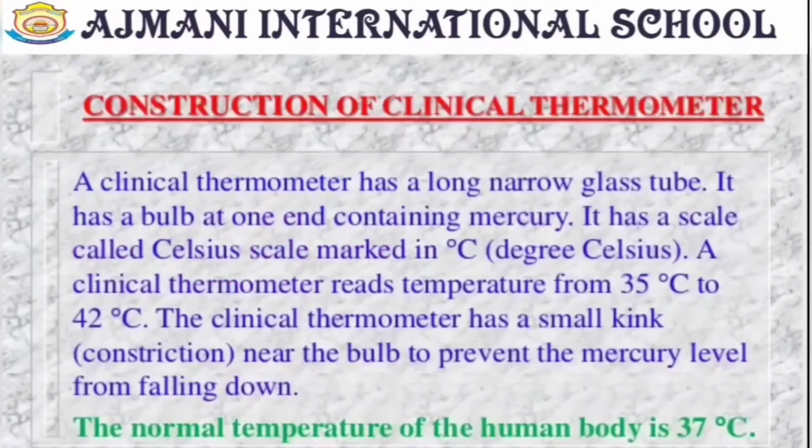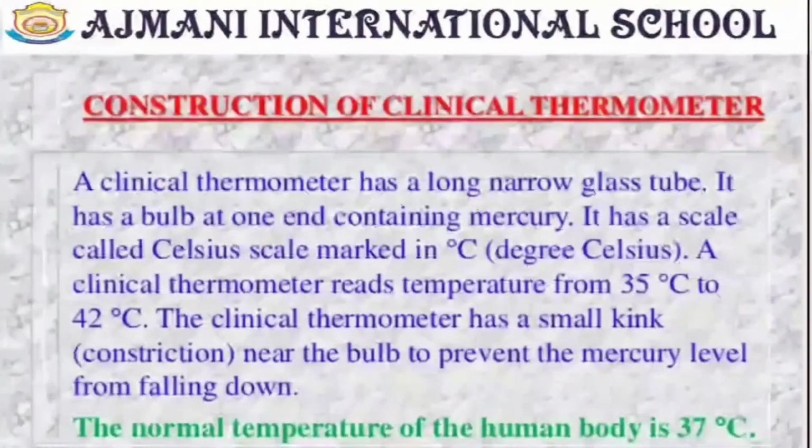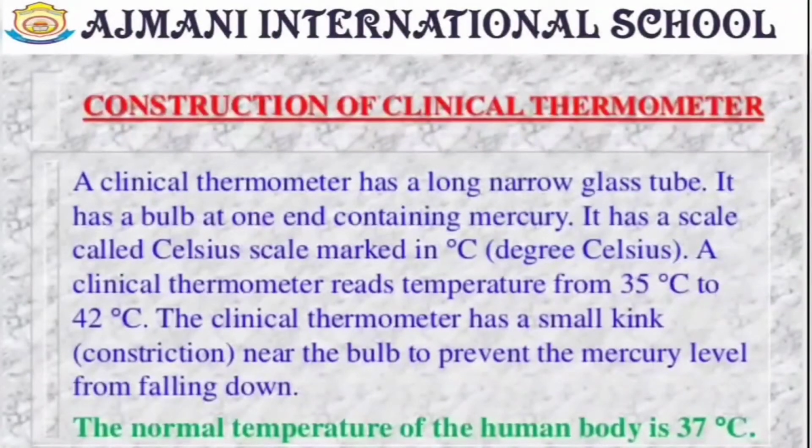Now, construction of the clinical thermometer. How does it look? It consists of a long narrow glass tube with two parts called the bulb and the stem. The mercury is filled inside the bulb, and this bulb is connected to the tube. When the temperature of the thermometer rises, the mercury also starts rising. And when the temperature goes down, the mercury also comes down in the capillary tube. But to stop the sudden fall of the mercury, there is a kink which is fit in the bottom of the capillary tube.